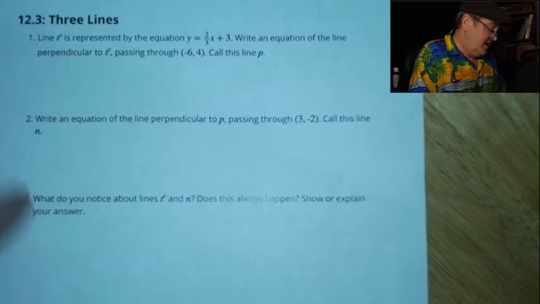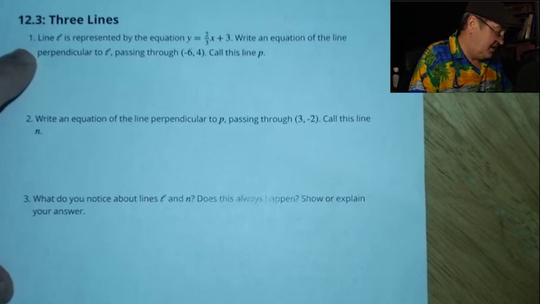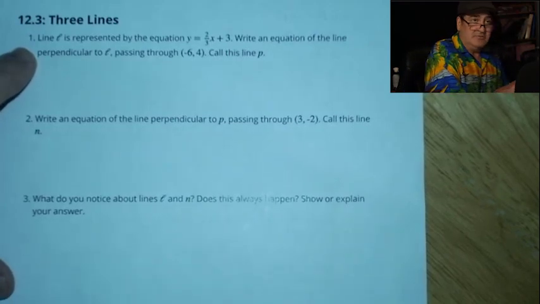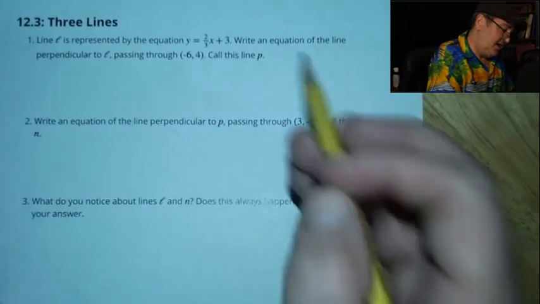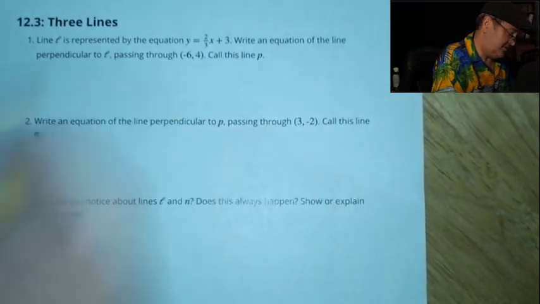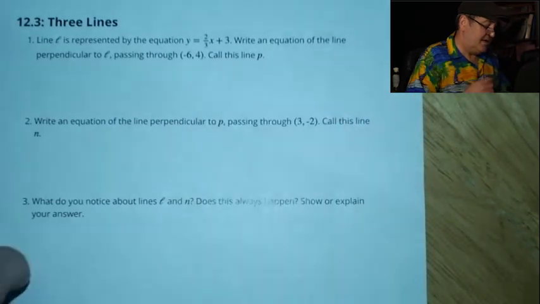All right, line L is represented by the equation y equals 2/3 x plus 3. Write an equation of the line perpendicular to L that passes through the point -6, 4, and we'll call that line P.